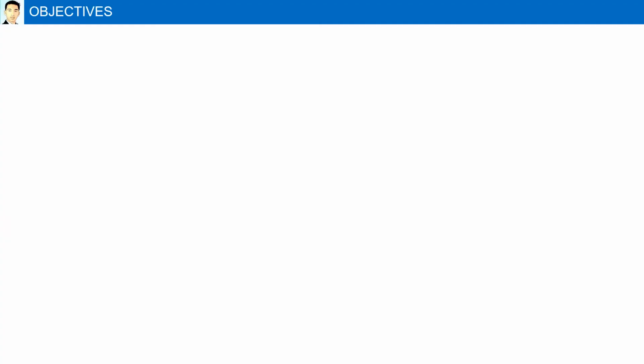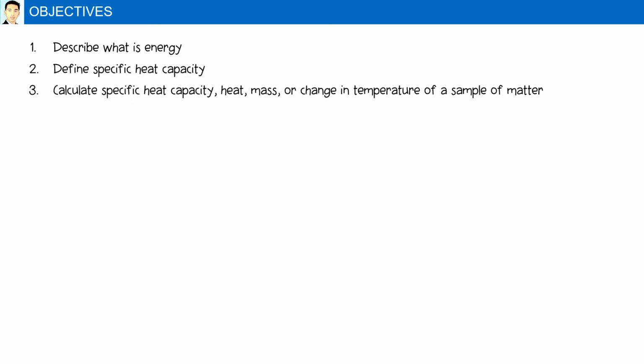Heat energy. Objectives. Describe what is energy. Define specific heat capacity. Calculate specific heat capacity, heat, mass, or change in temperature of a sample of matter. And finally, calculate heat of fusion and vaporization of a sample.